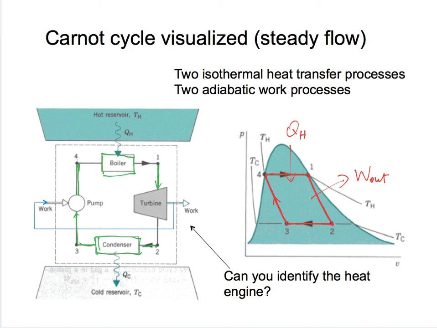So this is how, in theory, we may realize a Carnot cycle using steady flow processes. Now, can you, in this case, identify the heat engine? I would say the heat engine is everything that's included in this dashed line box. This whole thing, even though it consists of multiple components, is the device that we can use to realize the heat engine function. In particular, this one would work under a Carnot cycle with 2 isothermal heat transfer processes and 2 adiabatic work interaction processes.